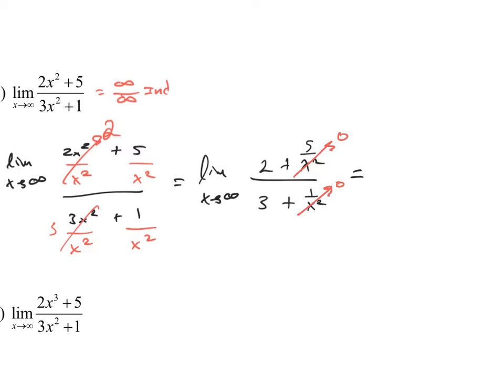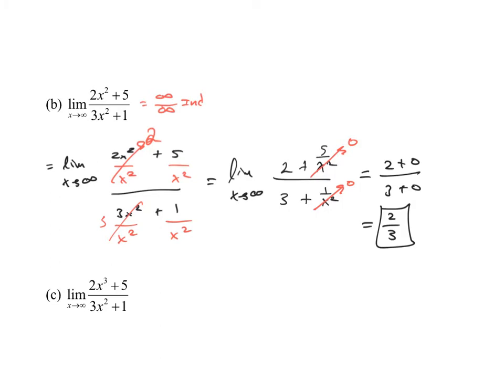Now I've evaluated my limit, so I don't need to write the limit sign anymore. On top, I would have a 2 plus a 0. On bottom, I'd have a 3 plus a 0, which is giving me a total of 2/3. So the limit as x approaches infinity of 2x squared plus 5 all over 3x squared plus 1 is 2/3.